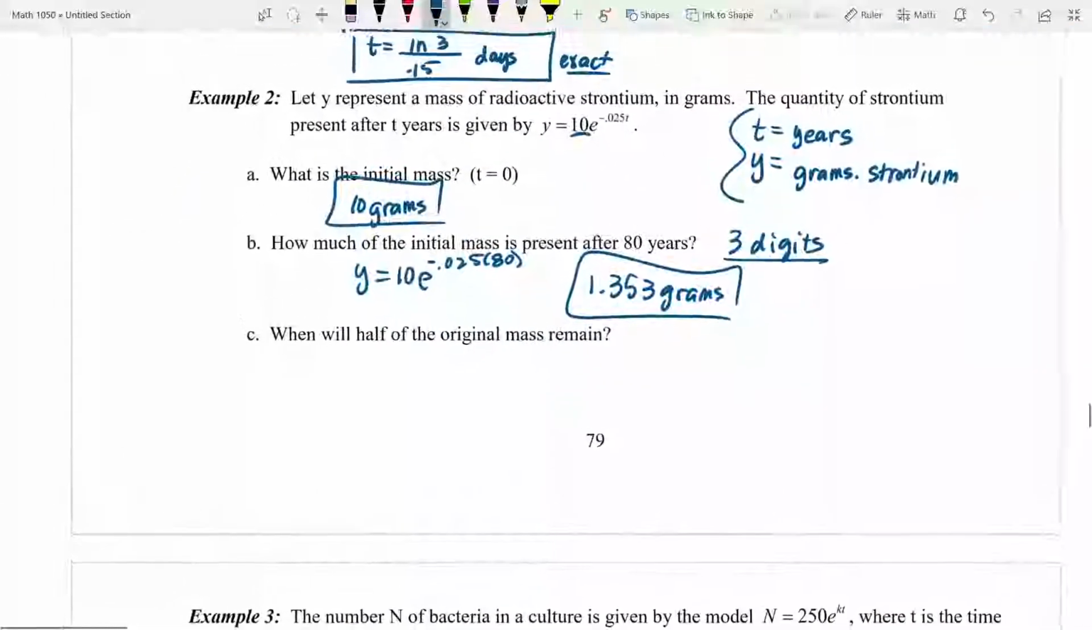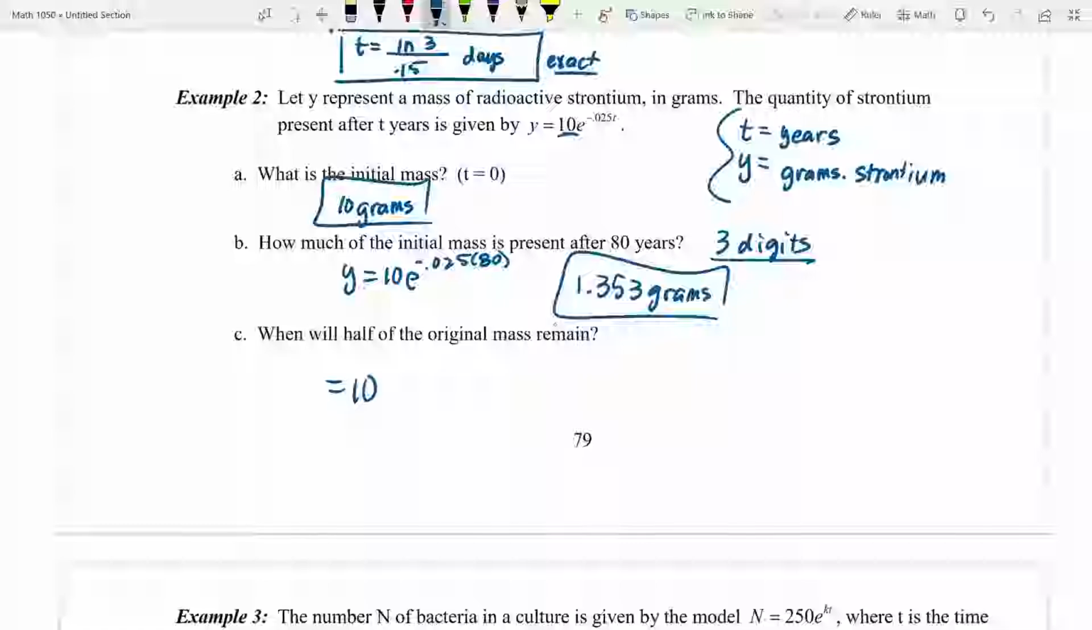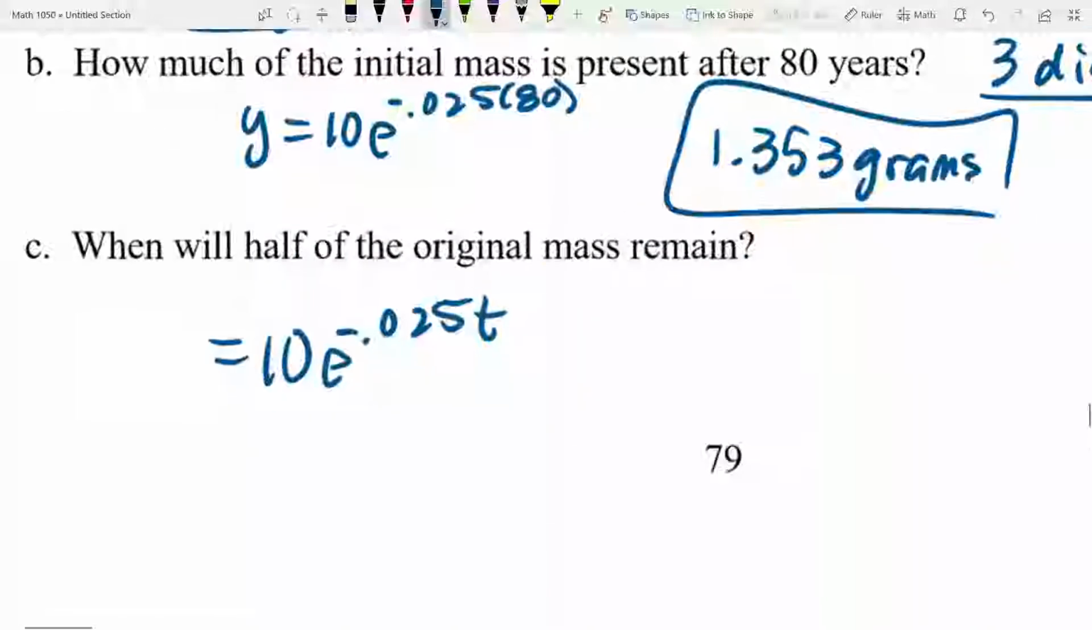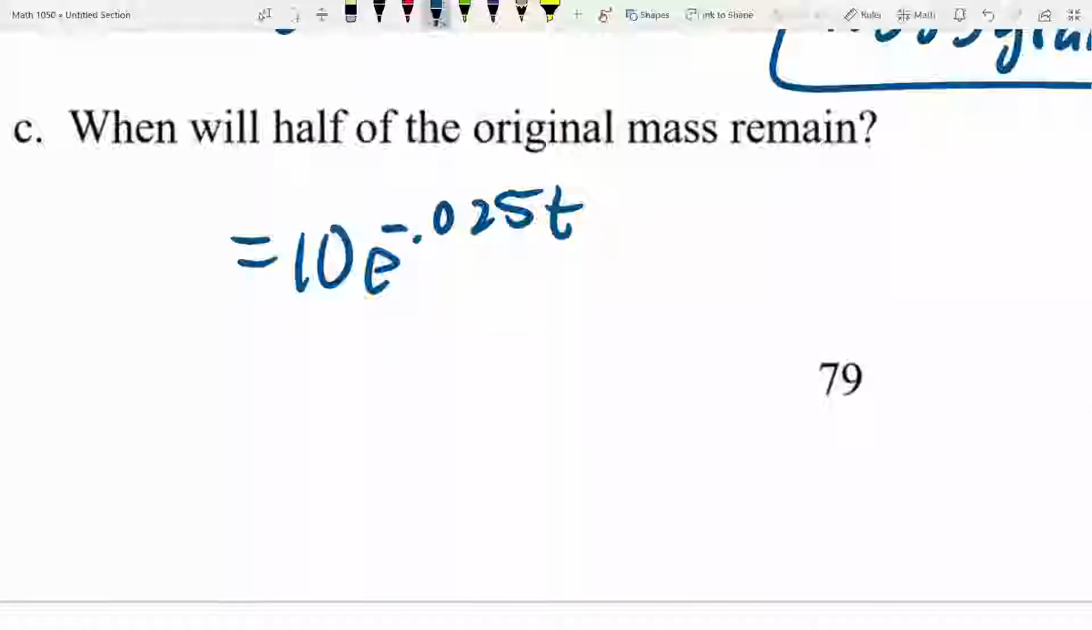Okay? When will half remain? So I know when is time. So I'm going to leave my time at time. Everybody in the room, tell me what I put on the left-hand side. You know what some people do? They put a half. That's not correct. Because if I start with 10, then half of 10 is 5.